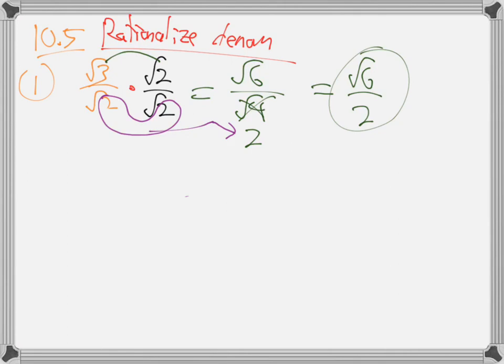And what did we do? We got rid of the square root from the bottom. This answer here is actually exactly the same value as the original. Anybody have a calculator? What's the square root of 3 divided by square root of 2? Here, I got it also. I want to just show you that we haven't changed the value.